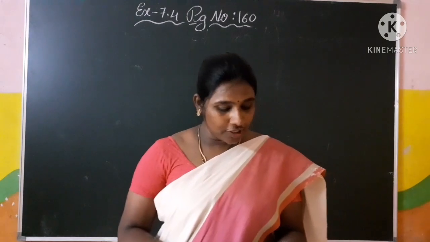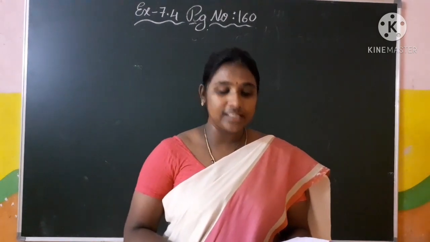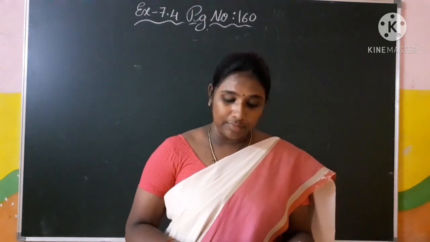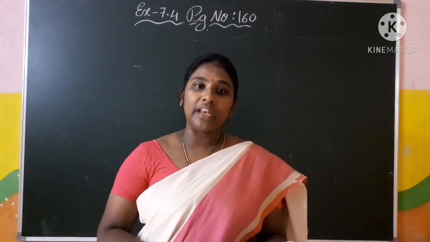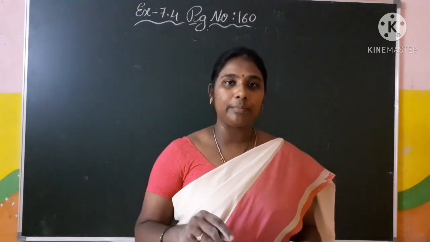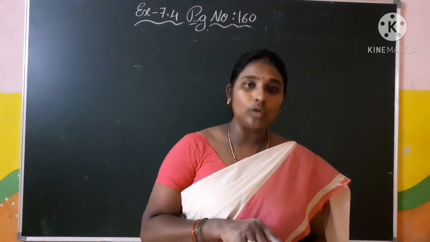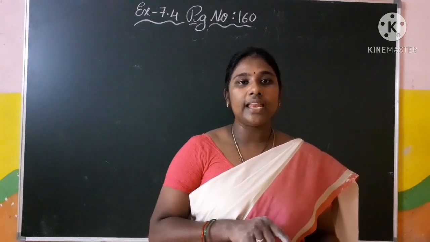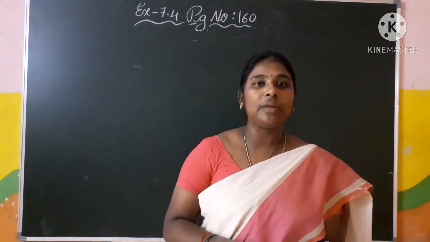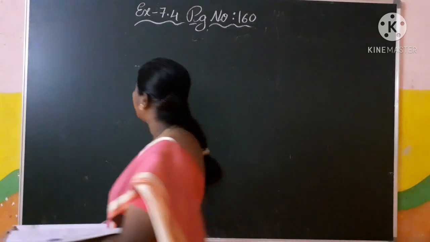Next, see the fourth question. A rectangle has an area of 165 square centimeter. If its breadth is 11 centimeter, we have to find its perimeter. To find the perimeter of a rectangle, we have to know the length and breadth. We know the breadth and the area. Using this area and breadth, we have to find length. After that, we have to find the perimeter of the figure.